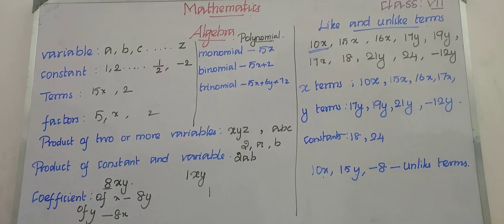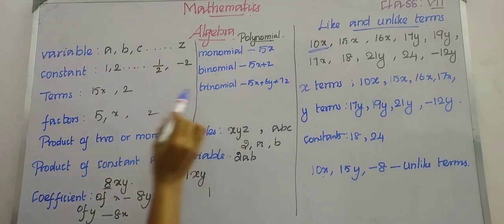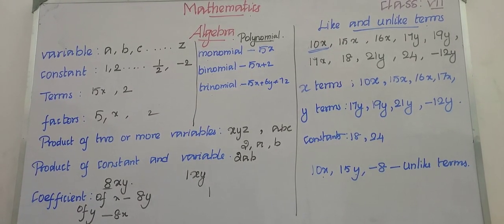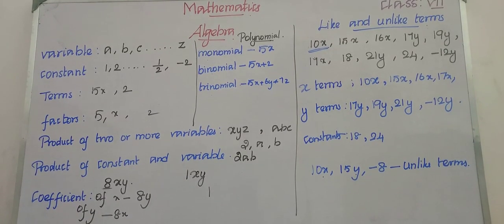What are the three types? The first one is monomial, the second one is binomial, and the third one is trinomial. So what is meant by monomial? An expression with one term is called a monomial.